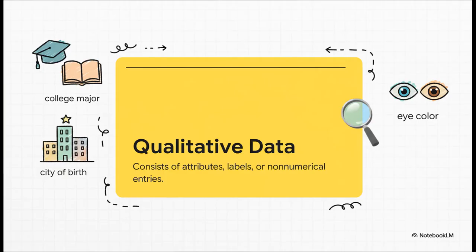First up, we've got qualitative data. This is the what kind data. It's descriptive, right? It's all about sorting things into categories. Think about it. Your college major, the city you were born in, your eye color. These are all attributes or labels. They describe a quality about you, but they aren't numbers you can just add up.